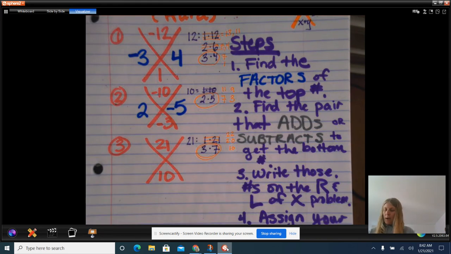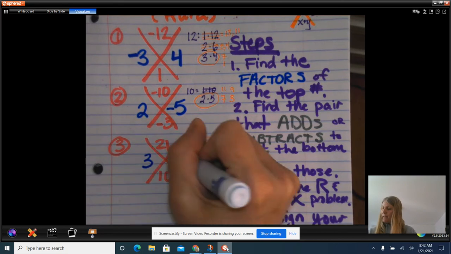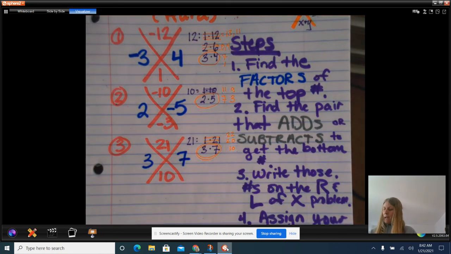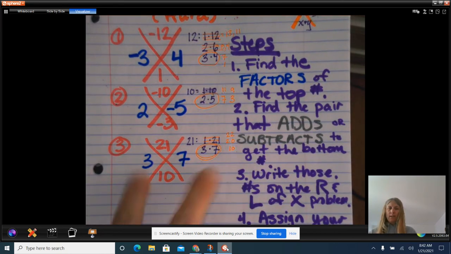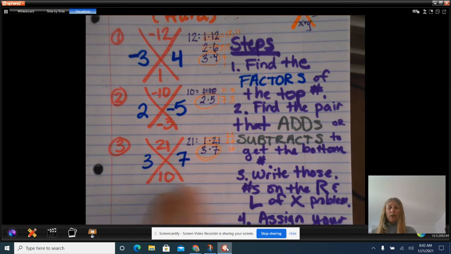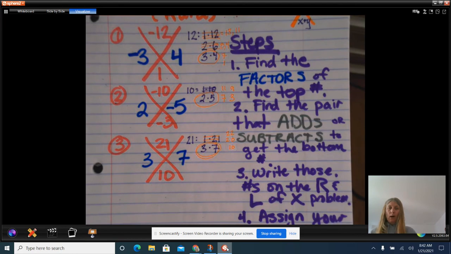Okay, so I'm going to go ahead and pop those on my right and my left, 3 and 7. Now I'm going to assign my signs. Remember, they need to add to get this number. 7 plus 3 is 10. So my signs are already correct. They're both going to be positive.